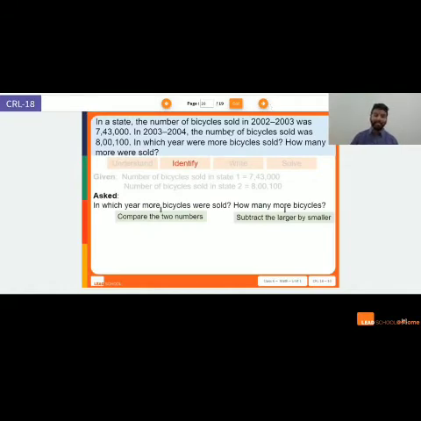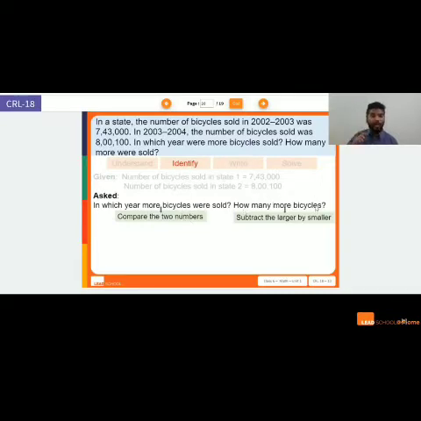My second step is to identify what they are asking me to do. Alright. Which operation will I be choosing? Let us see. In which year more bicycles were sold? I am comparing the two numbers. Okay. How many more bicycles?